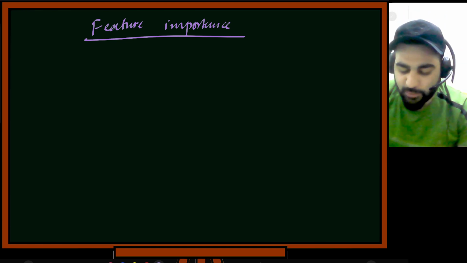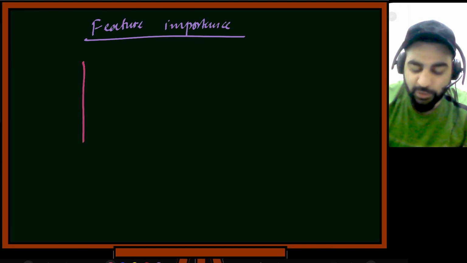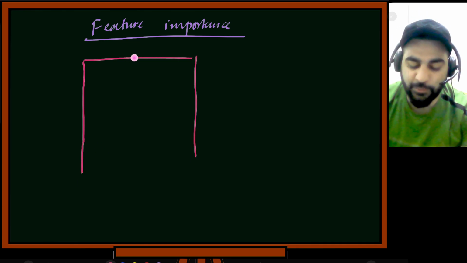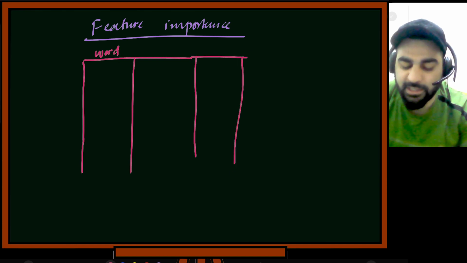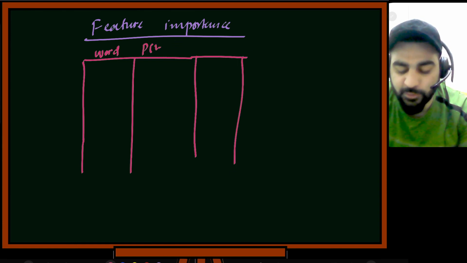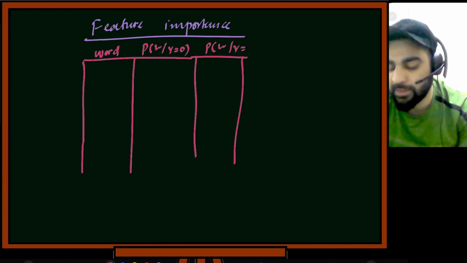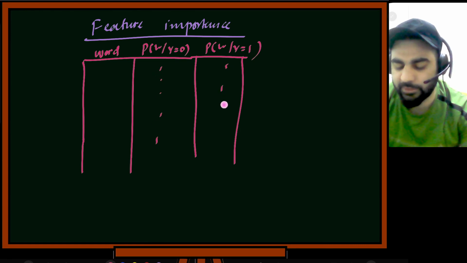I told you that naive Bayes is naturally better at these things. What we compute in naive Bayes is the likelihoods. Let's suppose you have a word in emails. You compute the probability of this word given class 0, and the probability of the same word given class 1. You compute these likelihoods, and you get some numbers.